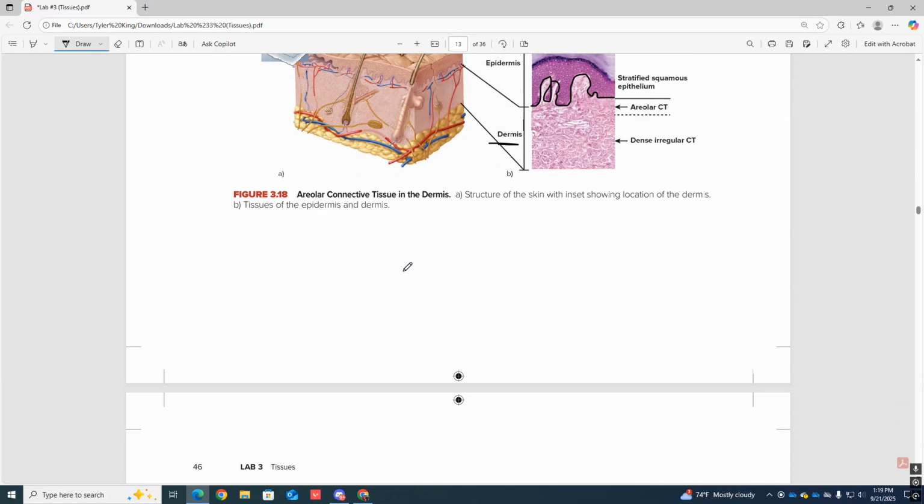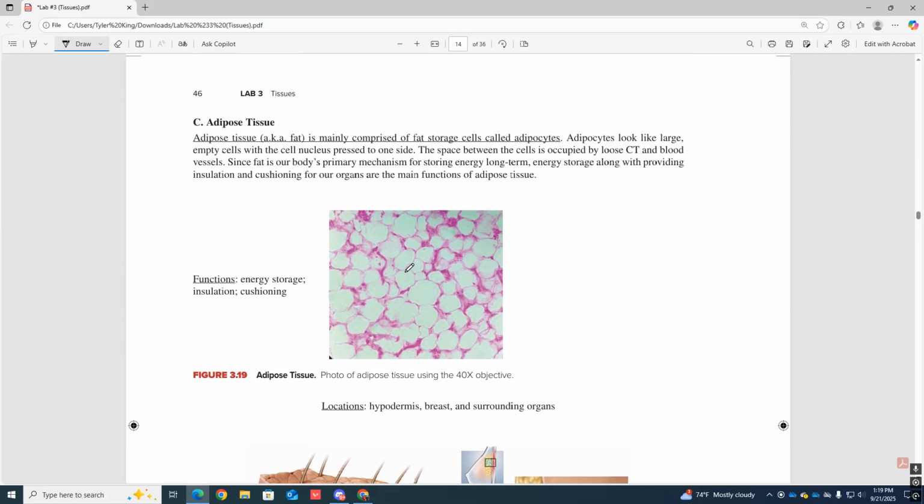So scroll down here. Adipose tissue, okay? This one along with bone and blood are probably the easiest to distinguish of all the connective tissues, okay? The reason why I say that is because when I see adipose tissue, I always just think about marshmallows, okay? Adipose is also known as fat.